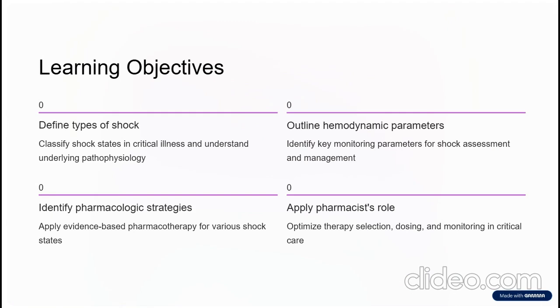Understanding shock types is crucial in critical care. Shock can be classified into hypovolemic, cardiogenic, distributive, and obstructive categories, each with distinct pathophysiology. Identifying these types aids in targeted management, ensuring effective treatment strategies are employed. Pharmacists play a vital role in optimizing therapy, dosing, and monitoring to improve patient outcomes in these complex conditions.